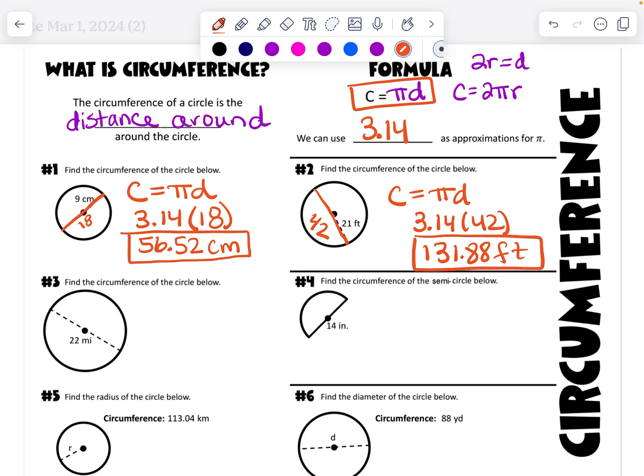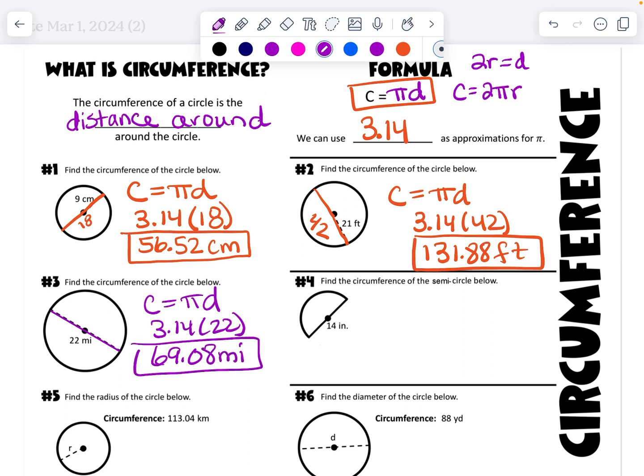Alrighty, moving right along, we have find the circumference of this circle, but they gave us the diameter this time instead of the radius, so we already have what we need. We're just going to do 3.14 times 22. And we get 69.08. And this one is miles.